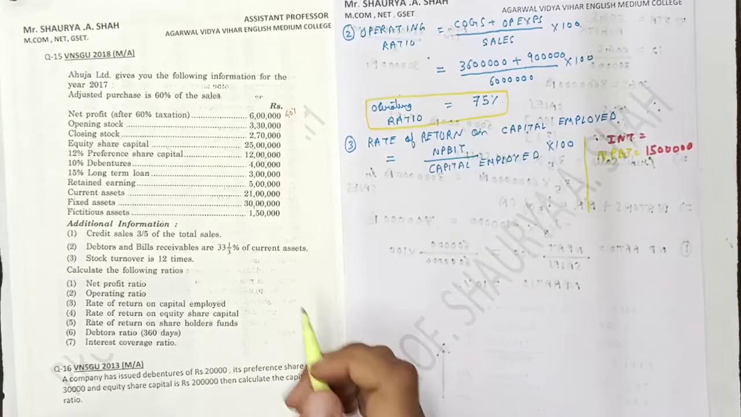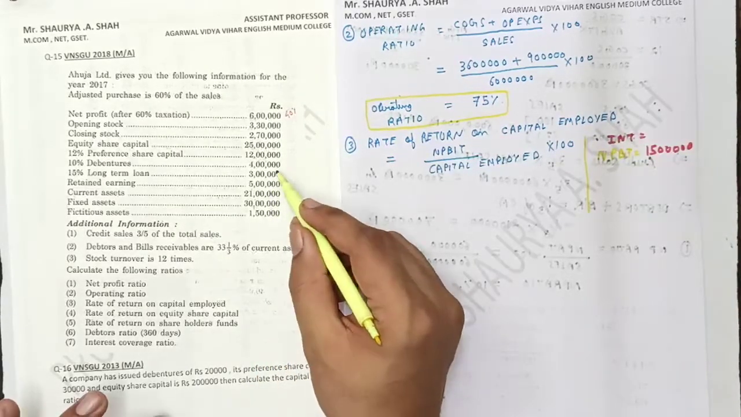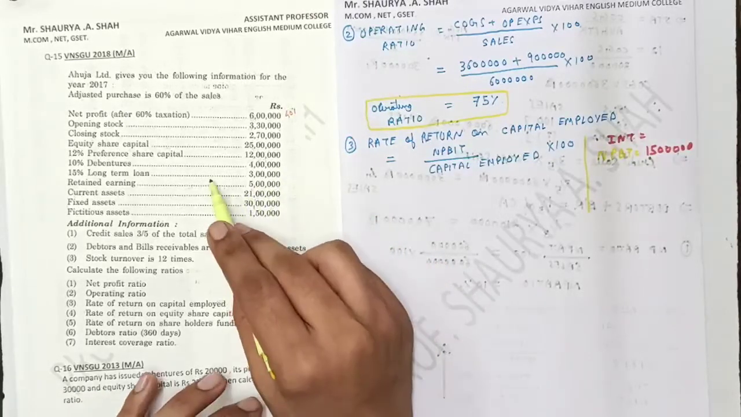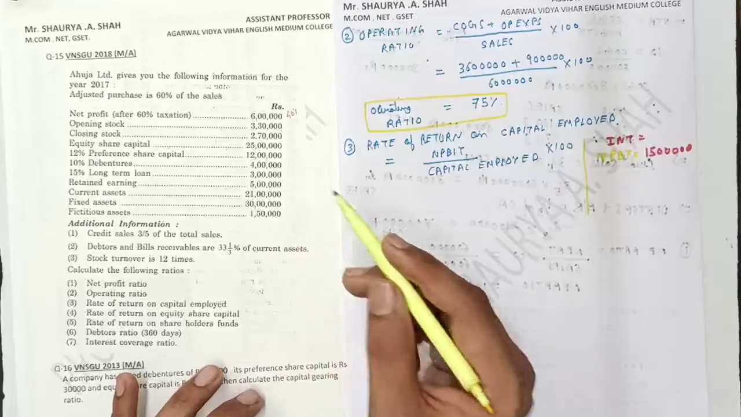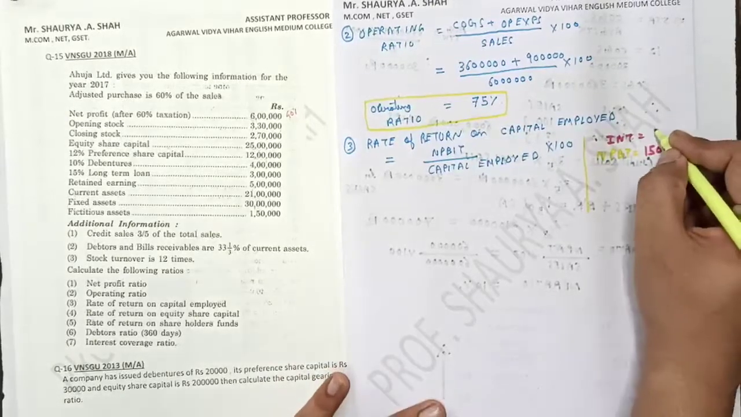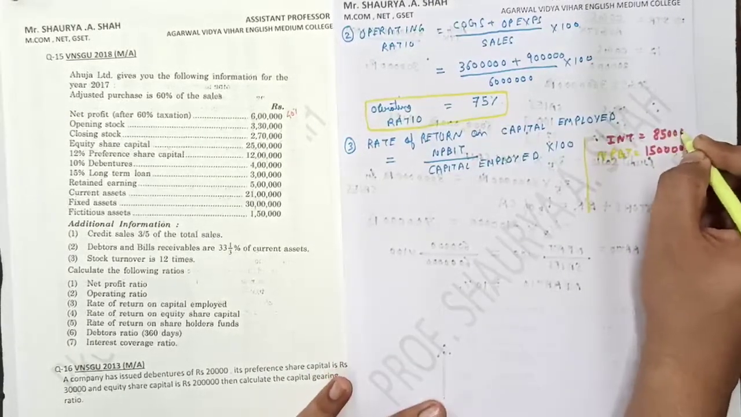One is 10% debentures, 4 lakh. So 10% on 4 lakh gives me 40,000. And the second is my 15% long-term loan. So 15% on 3 lakh, you can calculate, that is 45,000. So 40,000 plus 45,000 gives me the interest of 85,000, right?